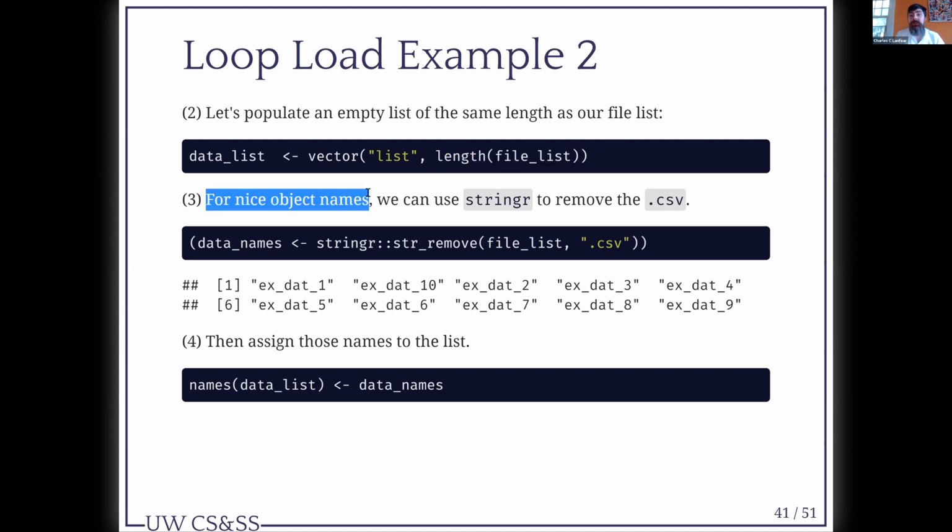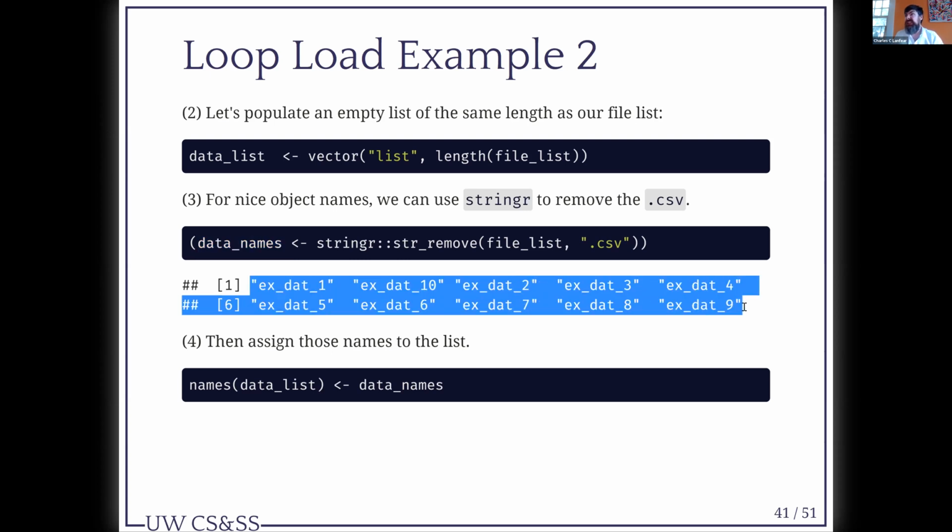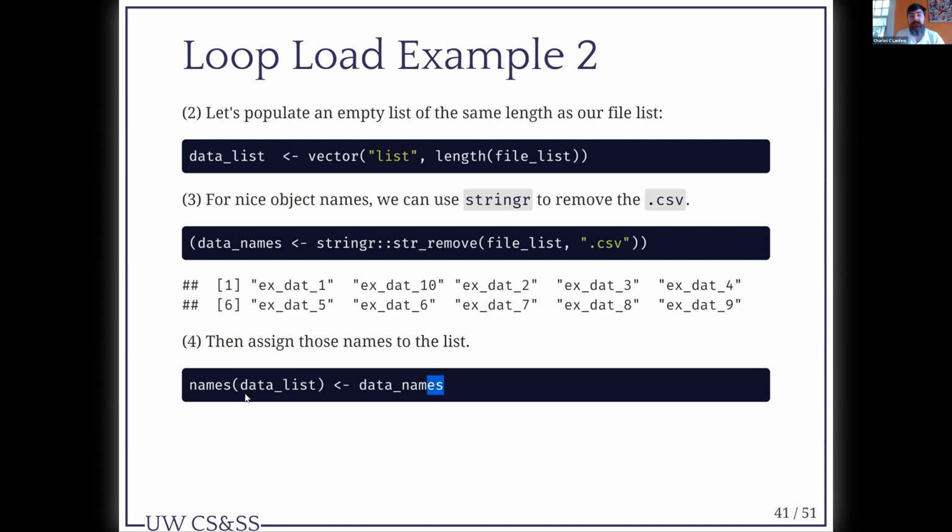To get nice object names, I use the stringr package to cut all of the .csvs off the end. This just says remove from file list the .csvs you find. So now the names for data list are going to be like this, no .csvs. Okay? I then assign those names to the list. Could have done it all with setNames, but did it one step at a time.